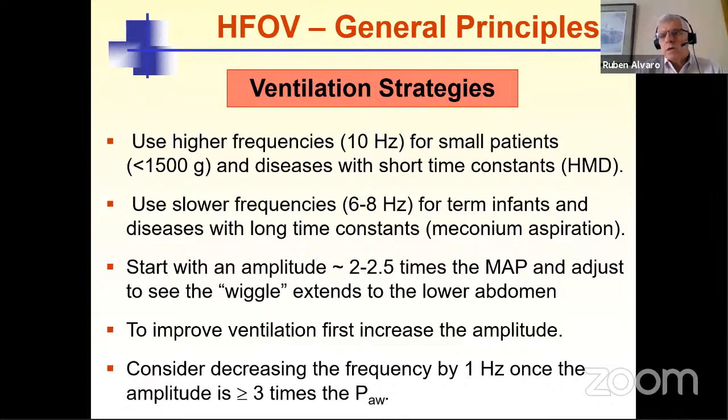So in those cases, you have two options. You can slow down, you can decrease the frequency, so you will get more tidal volume for the same amplitude. Or what you can do is go up on your mean airway pressure. Even if you don't need it for oxygenation, it's a price you have to pay to prevent air trapping, okay? In those cases, you can increase your mean airway pressure by 1 or 2, then you have more room to move in your amplitude, okay? So those are usually the strategies that we use.